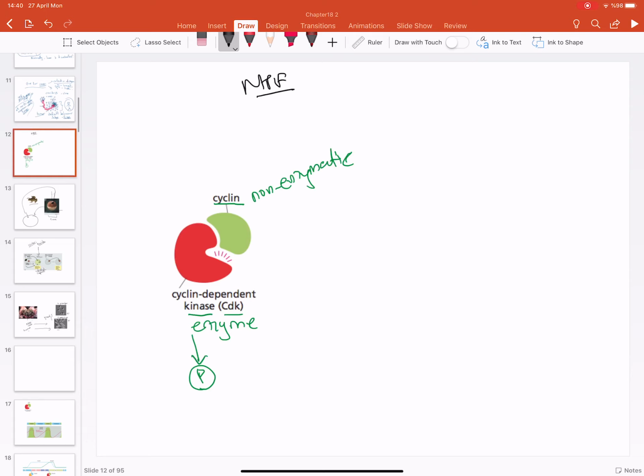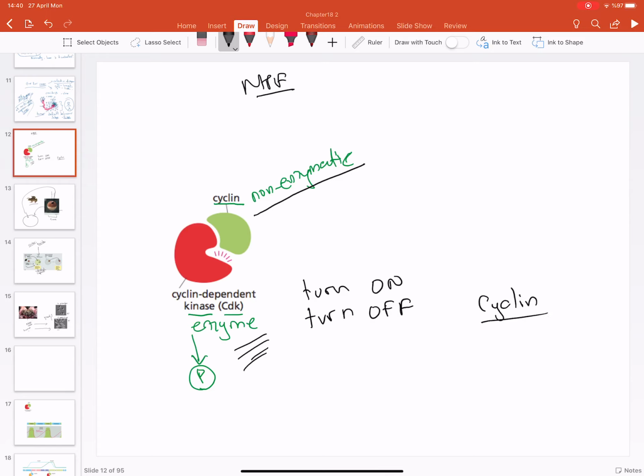Okay, when you check these two, this is a non-enzymatic molecule, and this is an enzyme. The activity of this enzyme can turn on and turn off. This is what post-translational modification actually is. So when cyclin is alone, without any CDK, its activity is off. It's not active.